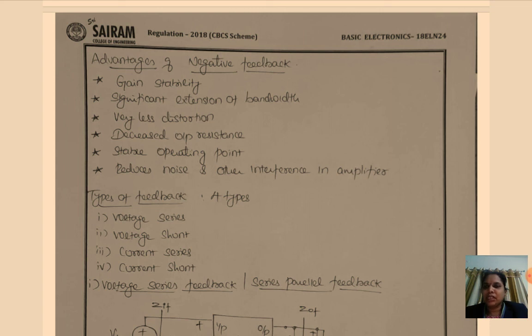And also the third advantage is there is less distortion due to noise, and even we can change the output impedance. We can decrease the output impedance, and it even provides stability for the amplifier to operate at a stable operating point. And the last advantage is it reduces noise and any other interferences in the amplifier. So these are the various advantages of using the negative feedback in an amplifier.